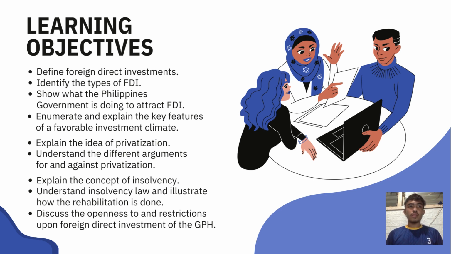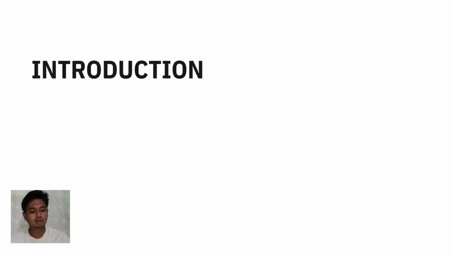Fourth, enumerate and explain the key features of a favorable investment climate. Fifth, explain the idea of privatization. Sixth, understand the different arguments for and against privatization. Seventh, explain the concept of insolvency. Eighth, understand insolvency law and illustrate how rehabilitation is done. And lastly, discuss the openness to and restrictions upon foreign direct investment in the Philippines.